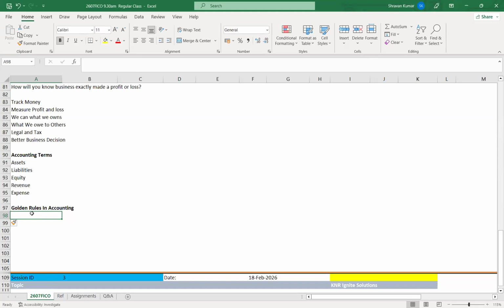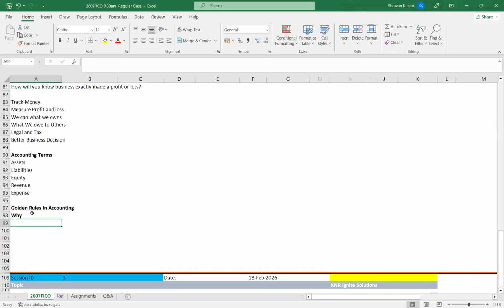Why were these golden rules introduced? Before modern accounting software like SAP existed, accountants used to maintain books manually. There were no ERP systems and no automated postings. Everything was written by hand only. They used to note down the journal entries in books. To make sure every transaction was recorded correctly, accountants followed three simple rules. These became known as the golden rules in accounting. Let's understand them one by one.